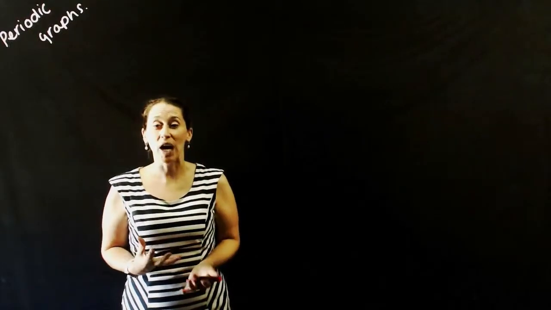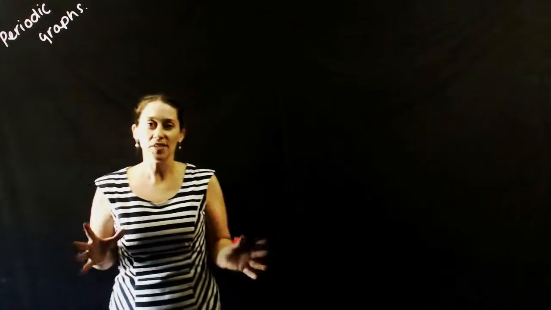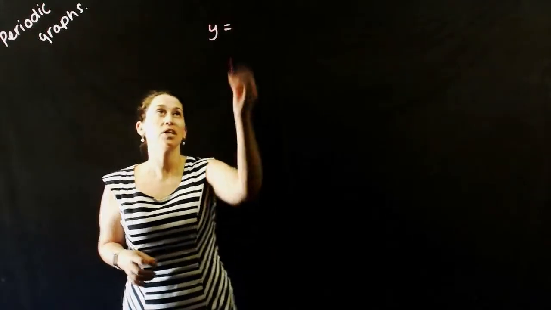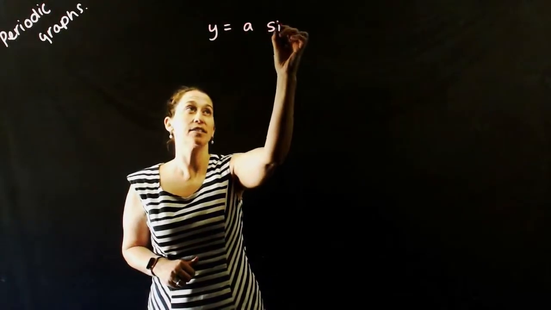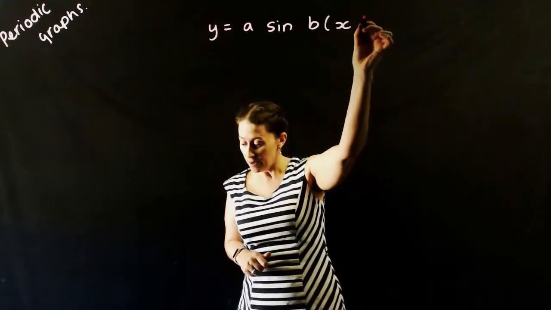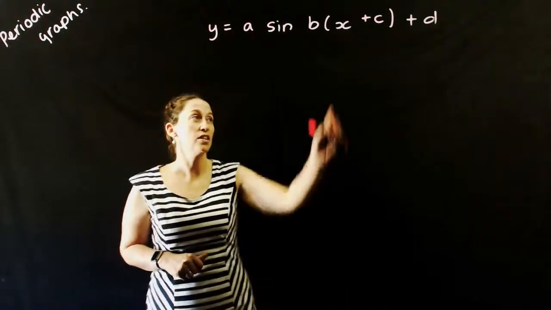Now I'm going to have a look at what happens when we have a horizontal shift within a periodic graph. So the general form of the equation from y equals sine x becomes y equals a sine b of x plus c, and then of course plus d, where c is our horizontal shift.